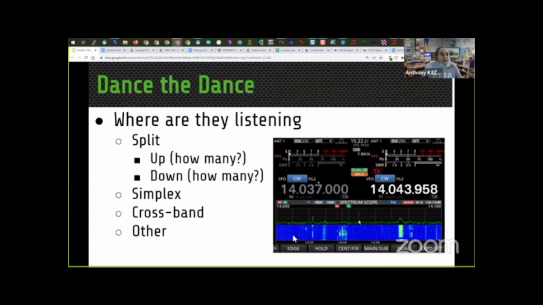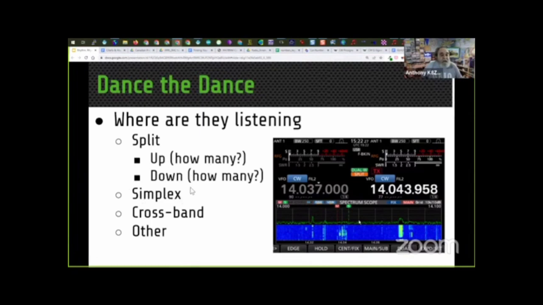Next thing to do is listen and find out where the other station is listening. If they say split, they typically say up. Occasionally they'll say down, but they'll also give you either a number or a range. Quite often on CW, if they simply say up and they don't give you a range, assume they're starting 1 kilohertz up. If they do give you a range like 5 up, then start at 5 up, and sometimes they'll say 5 to 10. But if they say 5 up, that means they may be working above 5. They want people to spread out.